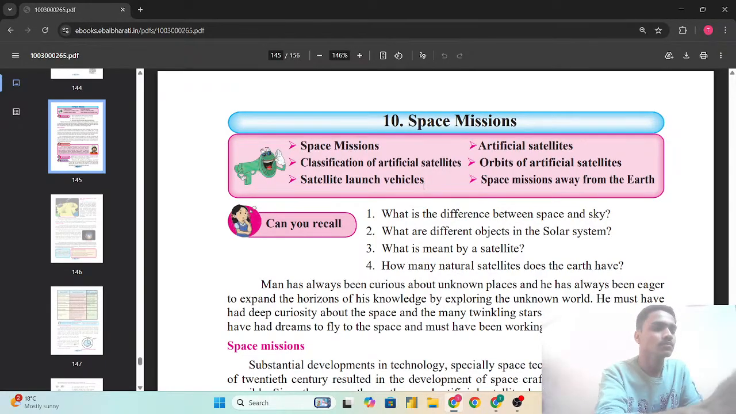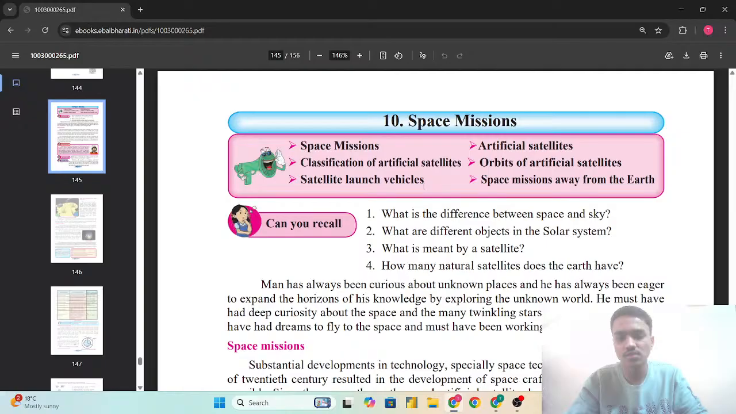So, man has always been curious about the unknown places and he has always been eager to expand his knowledge by exploring the unknown world. He must have had deep curiosity about the space and how many twinkling stars are in the dark sky. He must have had dreams to fly to the space and must have been working for that.